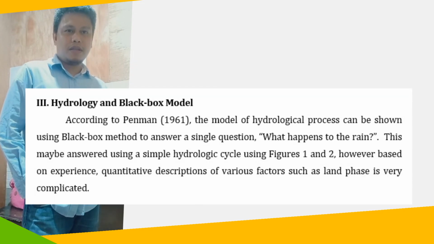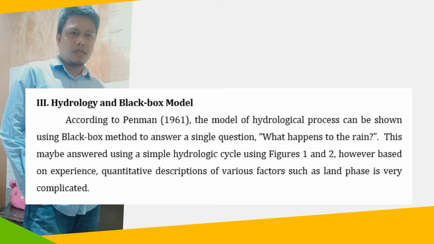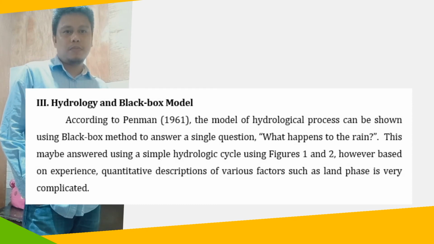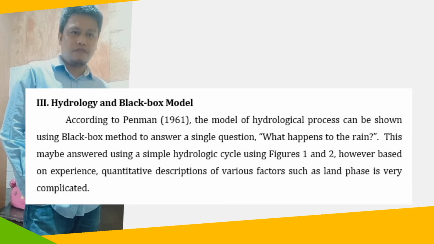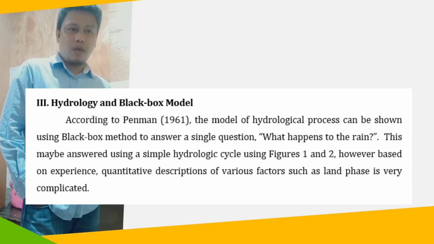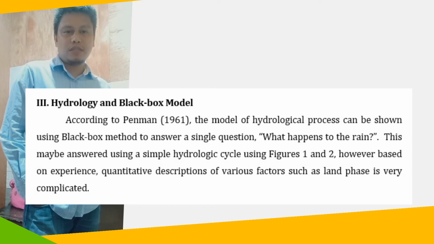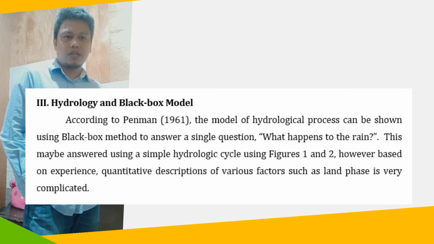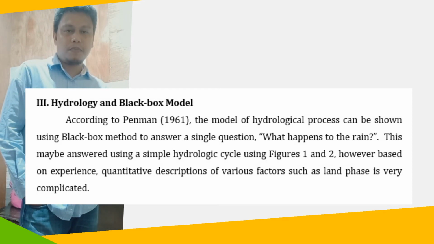According to Penman, the model of the hydrological process can be shown using the black box method to answer a single question: what happens to the rain? This may be answered using a simple hydrologic cycle using figures 1 and 2. However, based on experience, quantitative descriptions of various factors such as the land phase are very complicated.